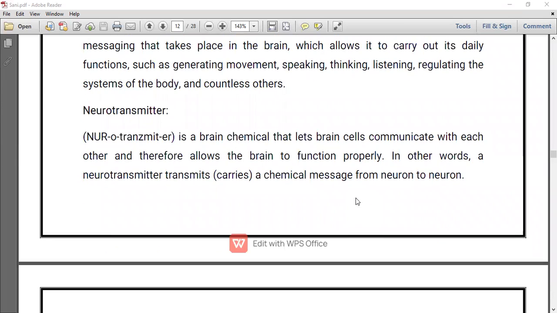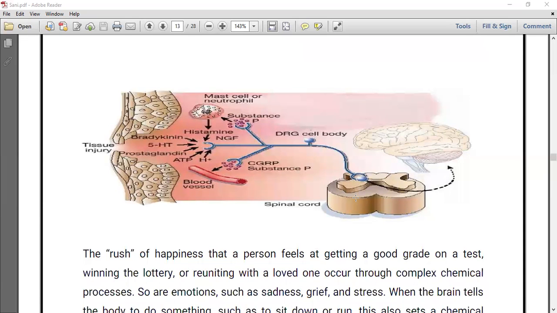Neurotransmitters are the brain chemicals that let brain cells communicate with each other and therefore let the brain function properly. In other words, neurotransmitters carry a chemical message from neuron to neuron. The figure shows our spinal cord and a tissue injury, where histamine is the main chemical involved. Histamine is one of the chemicals that play a role in this rush of happiness.